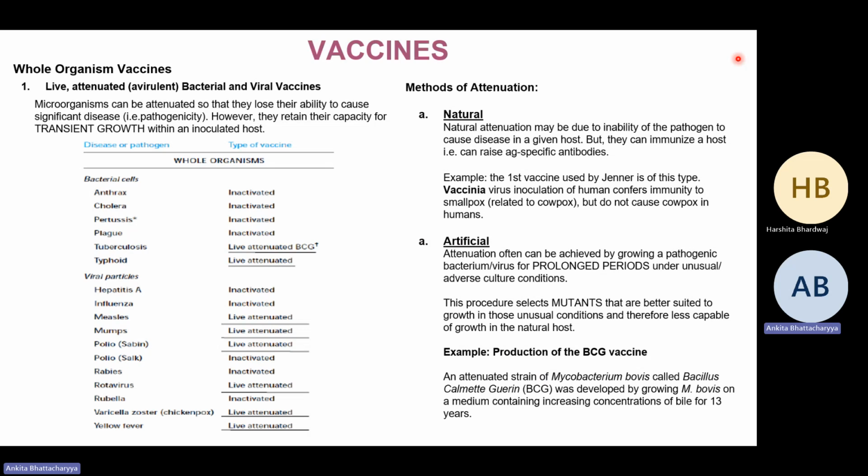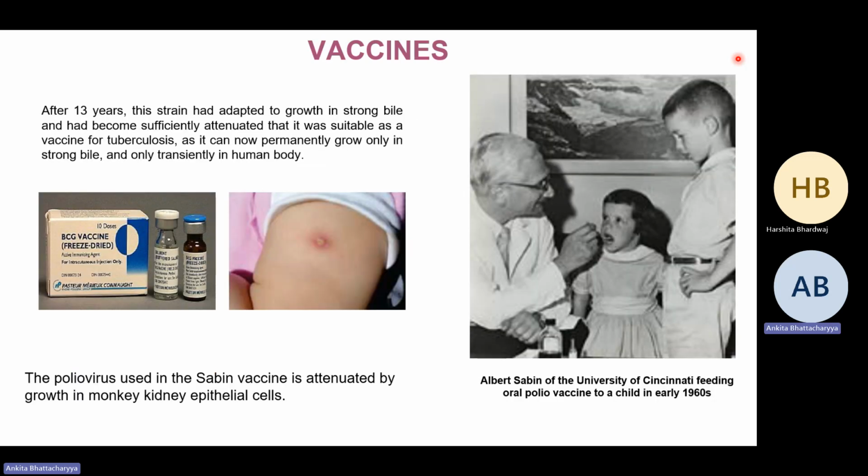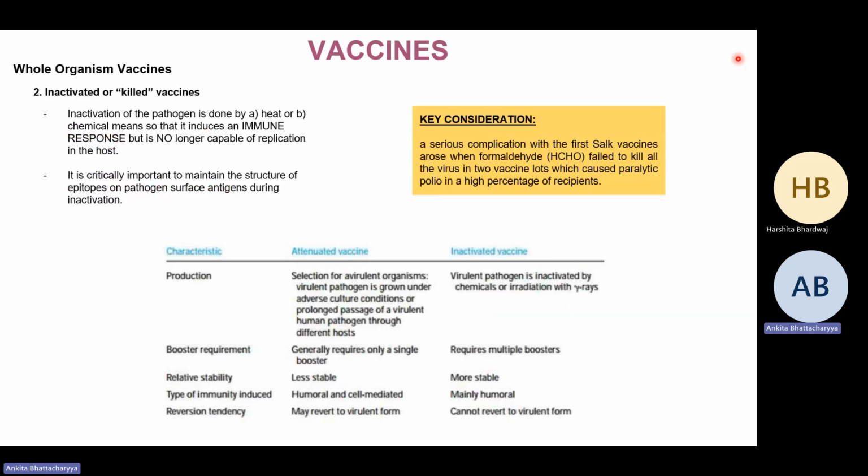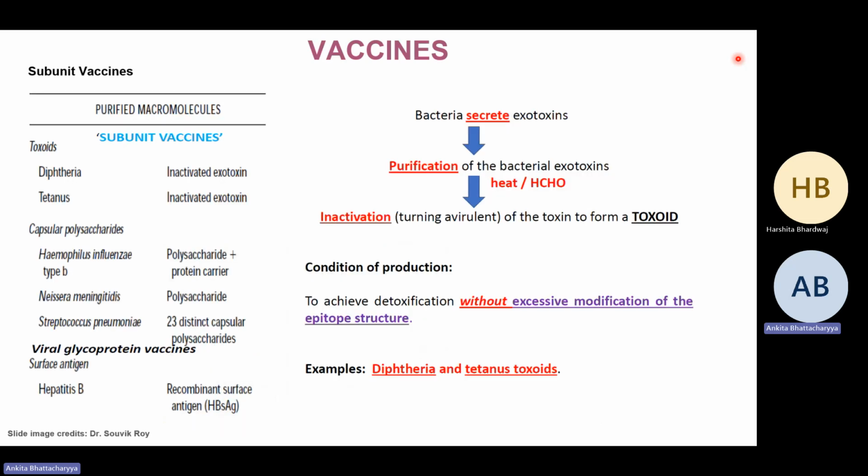Then whole organism vaccines, their methods of attenuation. Again, we just discussed this last week, so I'm not going into unnecessary detail about it. The way in which the BCG vaccine is made, the reason why it is named BCG, then whole organism inactivated or killed vaccines and their examples, the distinction between the oral polio vaccine, Salk and Sabin types, that should be very clear to you.